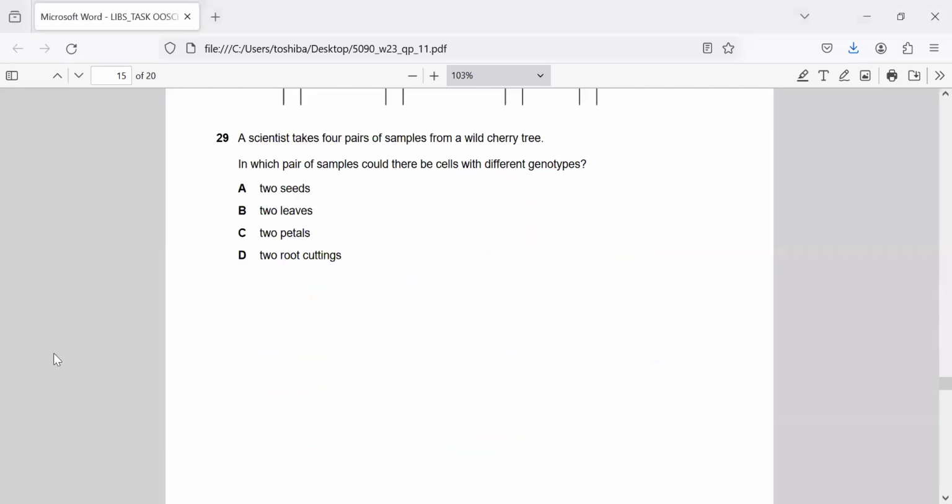This is question number 29. A scientist takes 4 pairs of samples from a wild cherry tree. In which pair of samples could there be cells with different genotypes? Okay. A is 2 seeds, B is 2 leaves, C is 2 petals, and D is 2 root cuttings. Different genotypes: 2 seeds would contain different genotypes. Option A is correct.